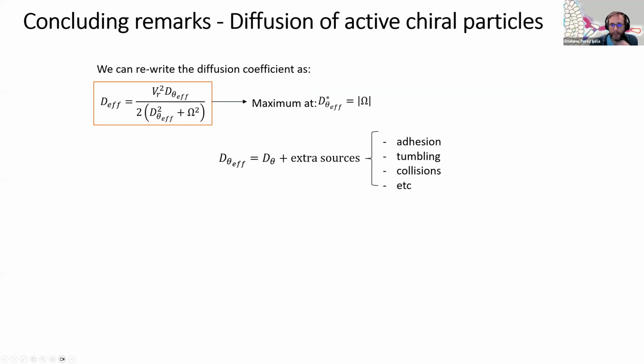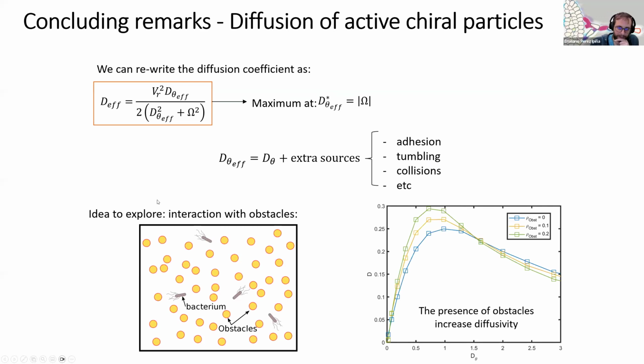So now we have a way of increasing our angular diffusivity by adding these new processes. And this is also what would happen if we add obstacles. This is something we are interested in exploring now: the idea of adding obstacles and how that affects the bacterial motility.